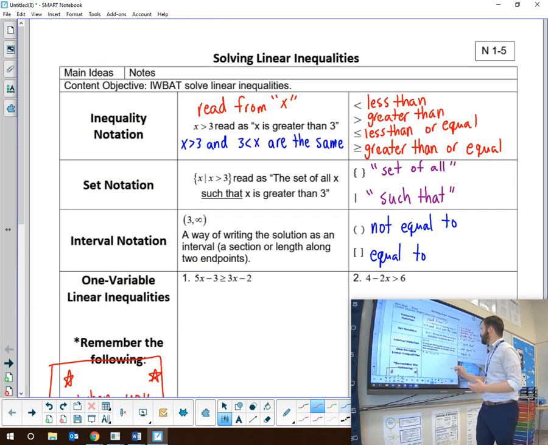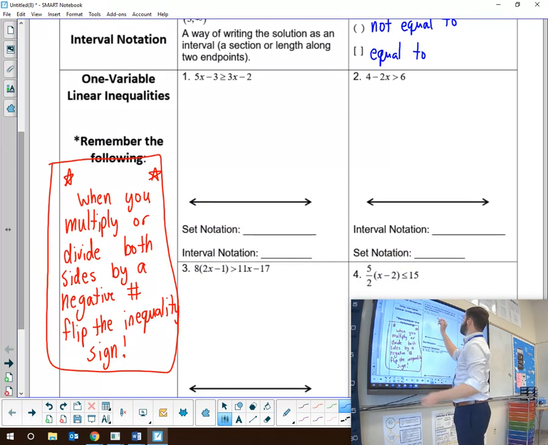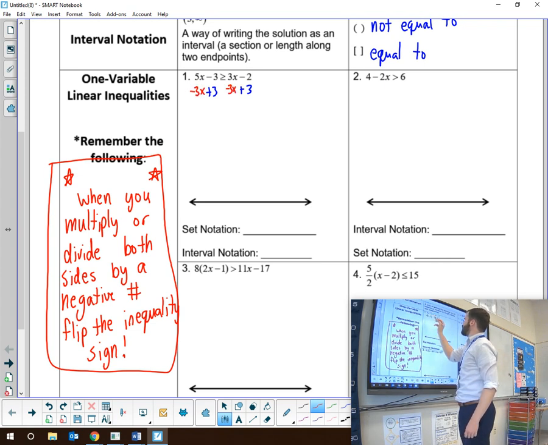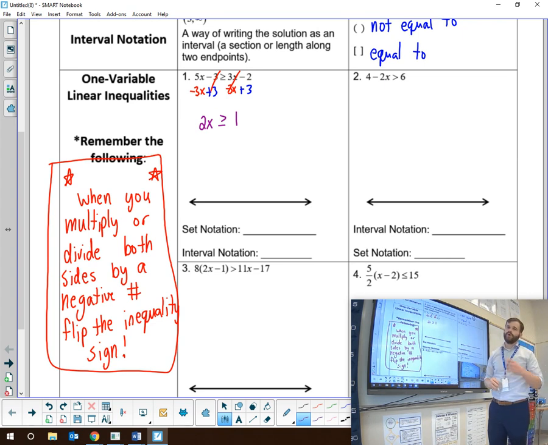So what I'm going to do here is add 3 to both sides, and at the same time, subtract 3x from both sides. So this 3x and this minus 3x make 0. This negative 3 and this positive 3 make 0. So let's see where that takes me. 5x minus 3x is 2x. Negative 2 plus 3 is 1. So I'm going to have 2x is greater than or equal to 1.